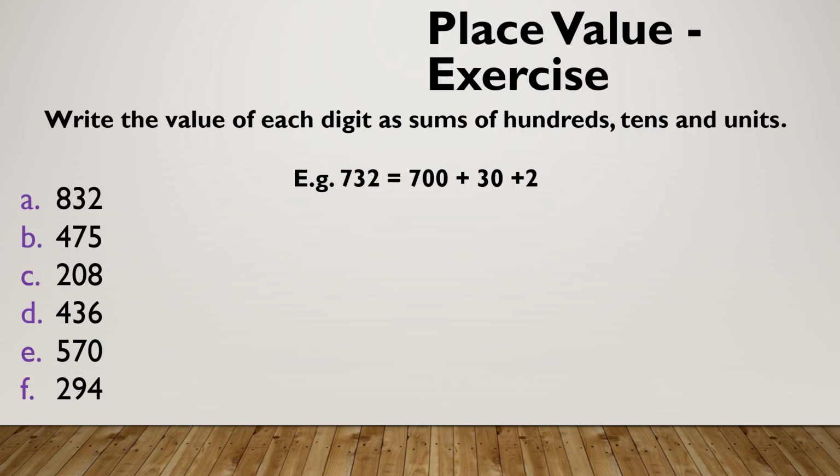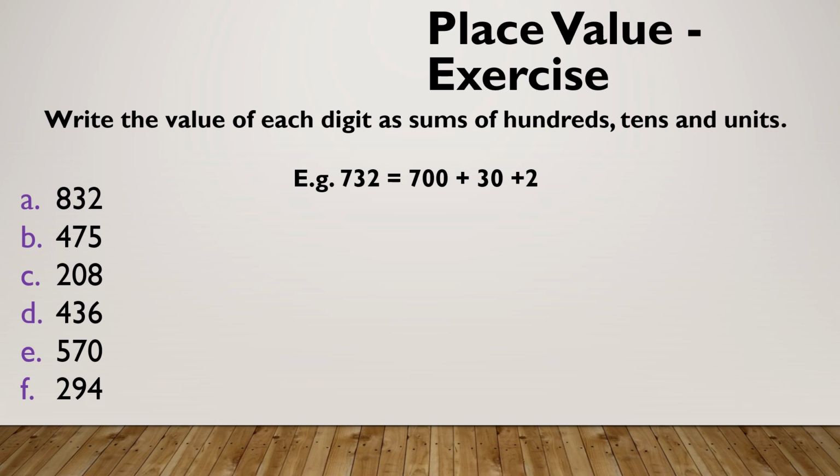Okay, we need to be able to write each digit as sums. This is going to really help us when we come to multiplication, especially if you use grid method multiplication, but it's going to help us to understand the value of each digit and what each digit means. So for example, 732 is 730 and 2. What I would like you to do is pause this recording and see if you can copy my example and write these numbers in that particular format.